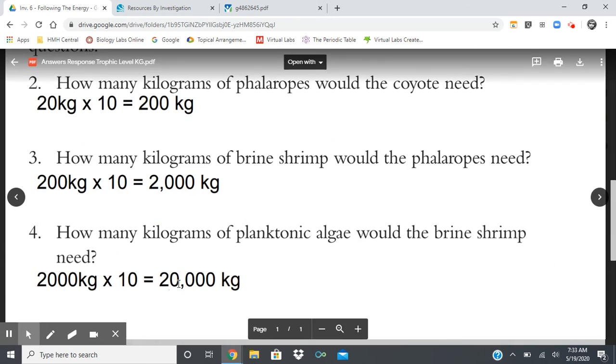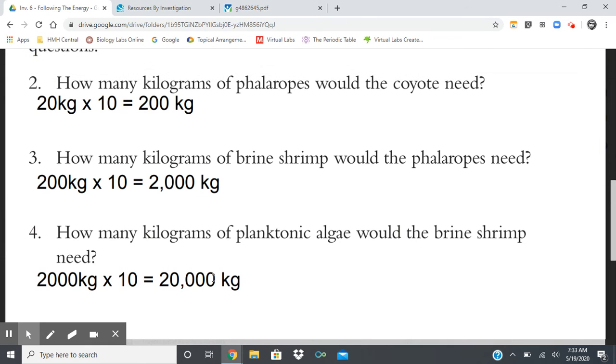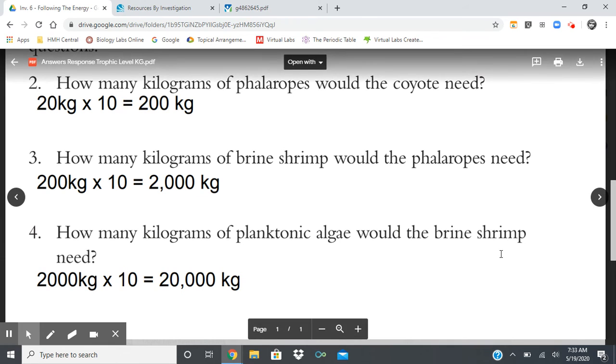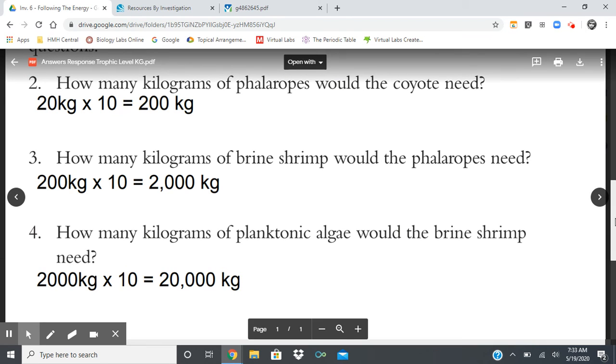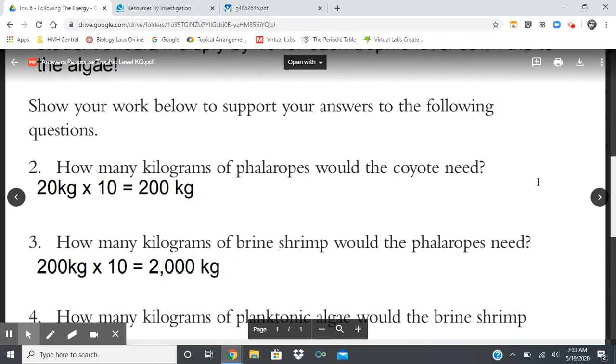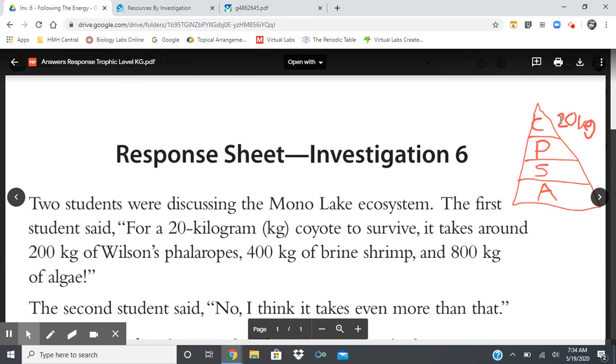we've got to multiply that times 10. That's 20,000 kilograms of algae, of this photosynthetic microscopic algae. 20,000 kilograms. Remember, a kilogram is 2.2 pounds. That's over 40,000 pounds of algae. That is crazy. So we should actually have 20, 200, 2,000, and 20,000. So you can see just for one little measly coyote to survive, it takes literally tons and tons and tons of the bottom level producers.